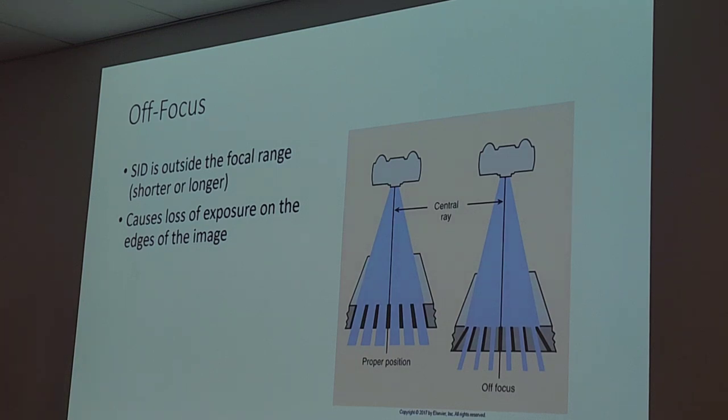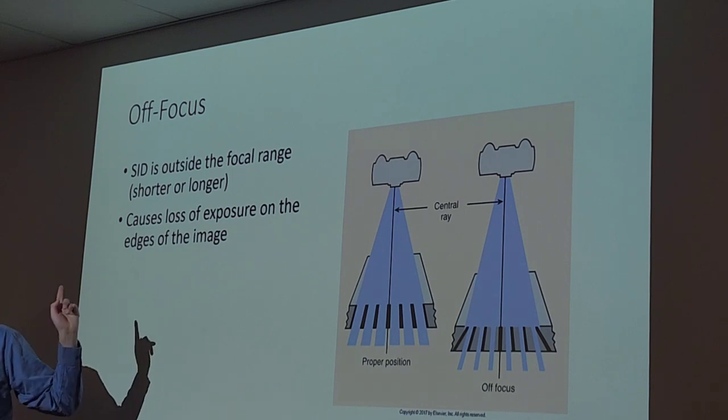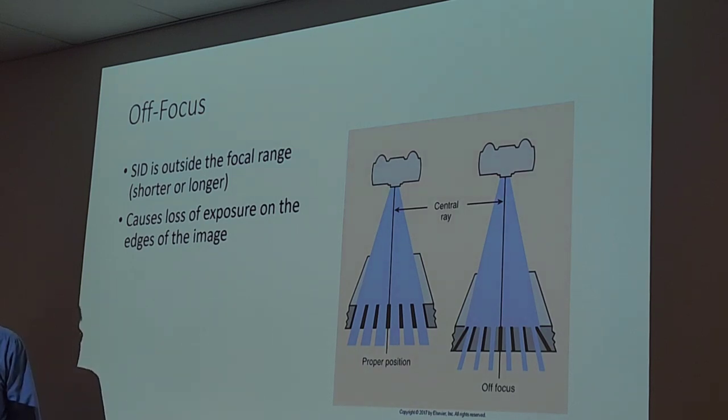For this question, all four of these are grid cutoff artifacts. Do off focus and the others occur with both focused and parallel grids? They do not. I specifically mentioned that three of these are focused only. Only one of them can happen with a parallel grid. The other three are focused only.